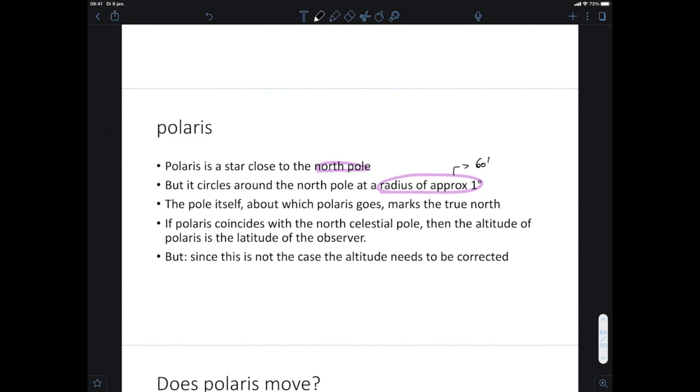The pole itself, about which Polaris goes, actually indicates the true north. And if Polaris would really coincide with the North Celestial Pole, then the altitude of Polaris would be equal to the latitude of the observer. I will show you pictures of that later on. That will make it more clear. But unfortunately, we are not that lucky. The pole star is not exactly coinciding with our North Celestial Pole. It circles around it. So we need to apply corrections to the altitude of Polaris in order to be able to determine our latitude. Voilà.